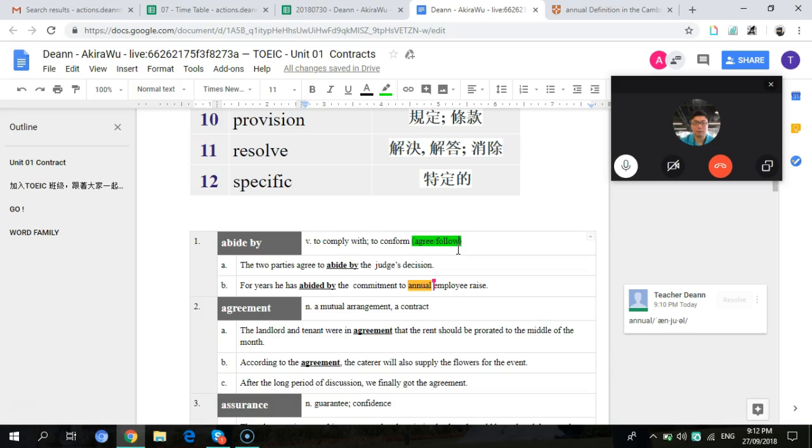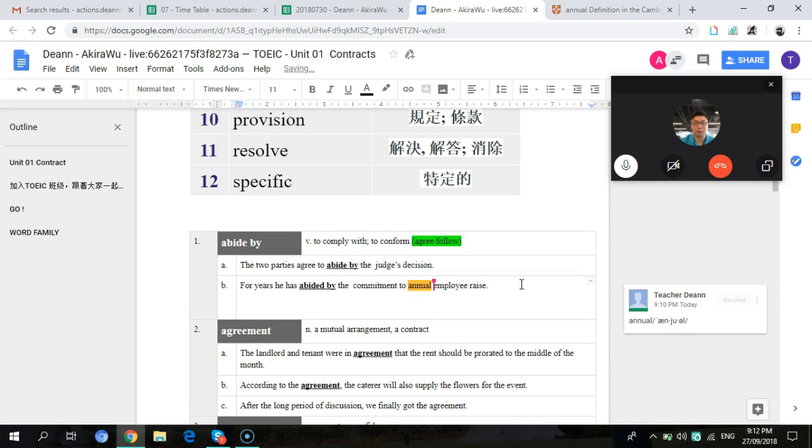Okay, so what else? Do you have any questions with the word abide by? No questions. So usually it is used in words that are related to contracts, agreements, or laws. Okay, so how about you? Can you give me an example sentence with the word abide by?